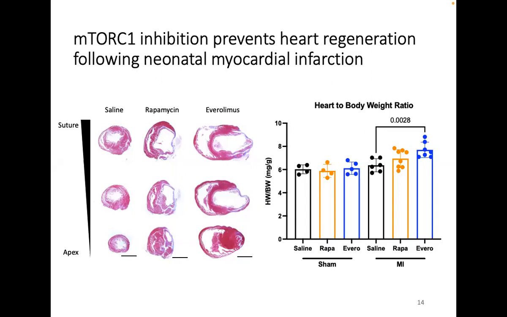This cardiac hypertrophy is then supported through a heart weight to body weight ratio, where there's a significant increase in the heart weight to body weight ratio of the mTORC1 inhibitor everolimus treated hearts, with the general trend in the rapamycin treated hearts, albeit not significant. So now that we know that mTORC1 inhibition does in fact prevent heart regeneration, we were wondering if it was due to preventing proliferation, as cardiomyocyte proliferation is key to heart regeneration occurring.